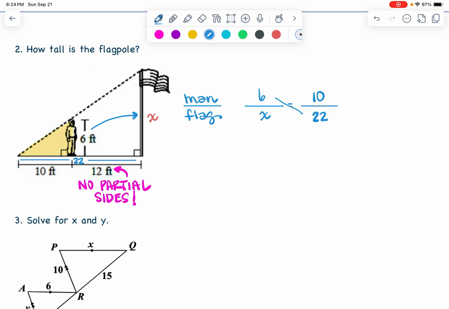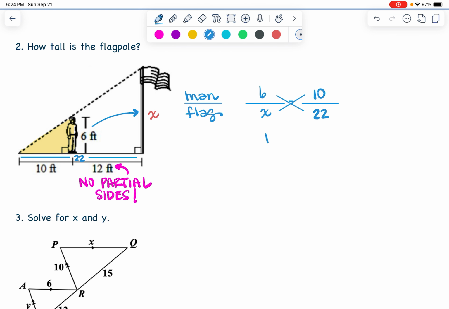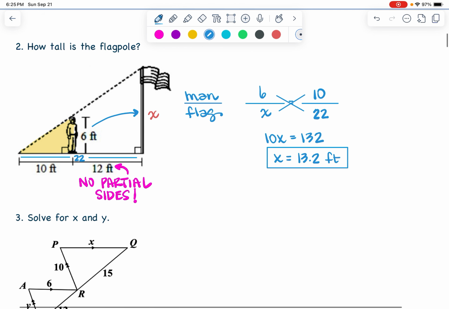I'm just going to cross multiply. All right, so I'm just going to do the 10 times x. So 10x equals 132 when we multiply the 6 times the 22. And when we divide by 10, we get 13.2. I am going to put feet on the end of that because we always want to use units in real world examples if they're given to us in the problem. Okay. All right, moving on.